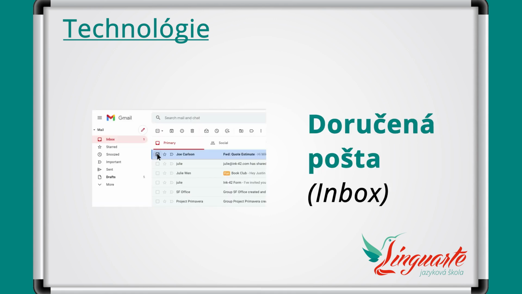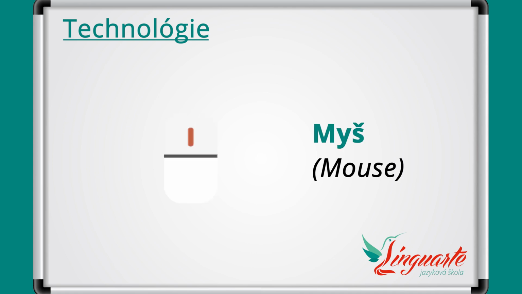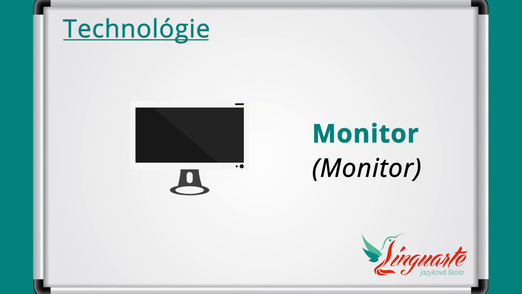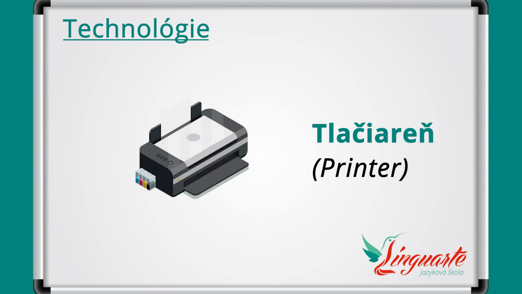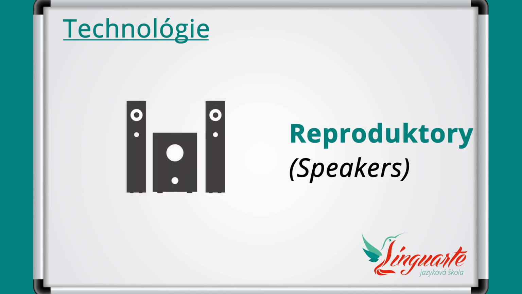doručená pošta, inbox. The parts of the computer are mouse, myš, keyboard, klávesnica, monitor, webcam, webkamera, printer, tlačiareň, scanner, headphones, slúchadlá, speakers, reproduktory.